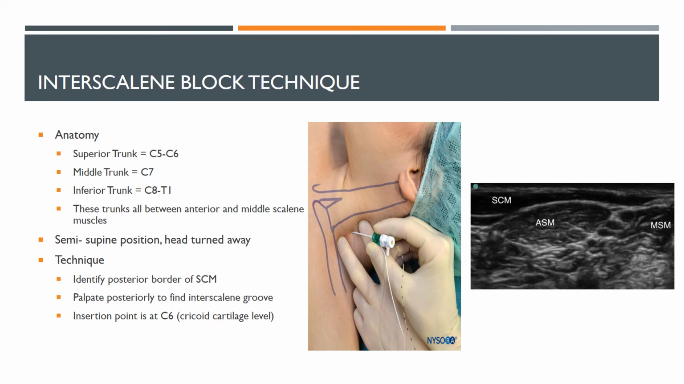For the technique itself, patients will lie in the semi-supine position and turn their head away from you, the practitioner. The posterior border of the sternocleidomastoid is found. It's outlined there in marker on the patient. You are to then palpate posteriorly, finding the interscalene groove, and the insertion point is at the level of C6. Now, we don't often do this without use of ultrasound, and again, the ultrasound image that you should obtain is over on the far right side of the screen.